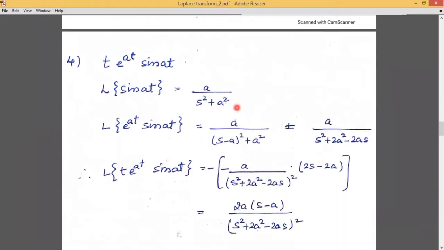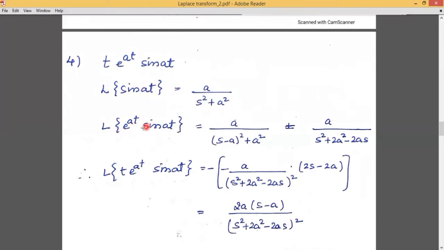Yeah, we'll move on to the next problem, Laplace transform of t into e power at sin at. So first we'll find the Laplace transform of e power at sin at. Since there is an exponential here, we'll find sin at first. Laplace transform of sin at is a by s square plus a square.